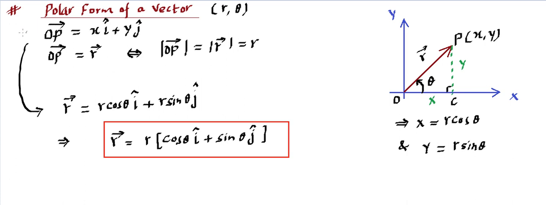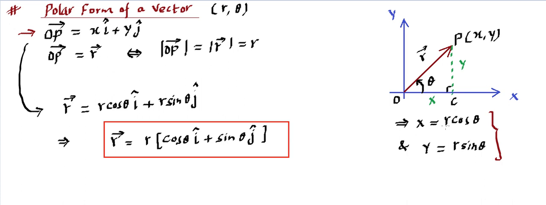So this is one of the important representations, the i cap j cap component form using X and Y, and this is also an important expression which uses R and theta. This R theta expression is known as the polar form. Now we can always convert from Cartesian form to polar form, and from polar form to Cartesian form. For that, what we need to remember is this relation. If we remember this relation, we can easily convert from one form to another.